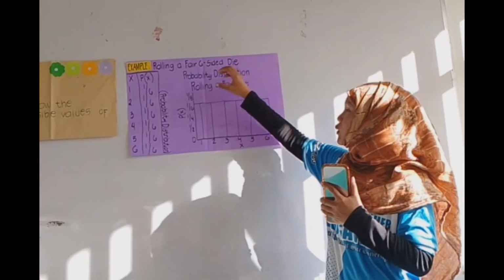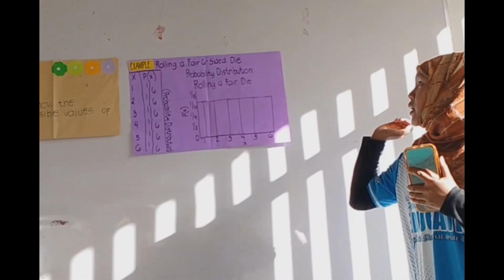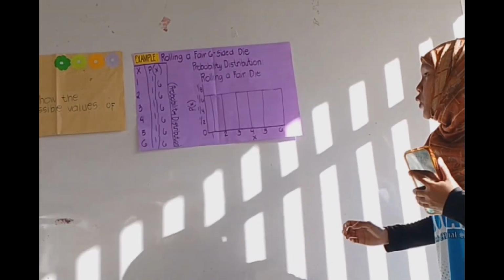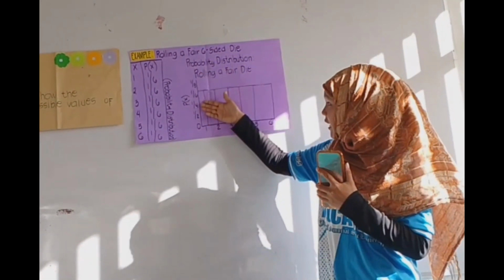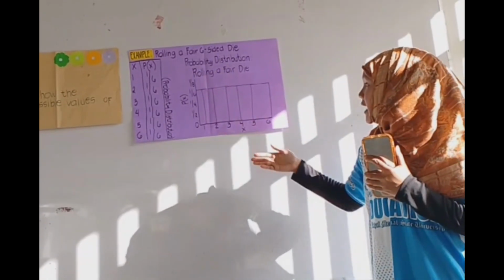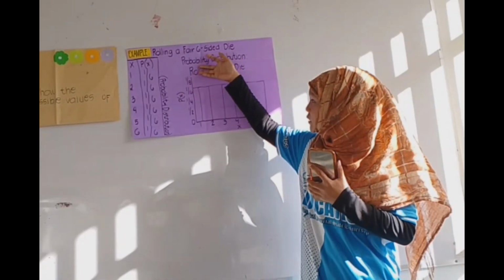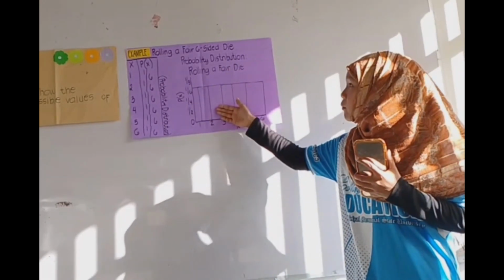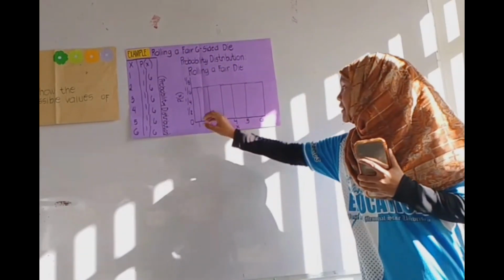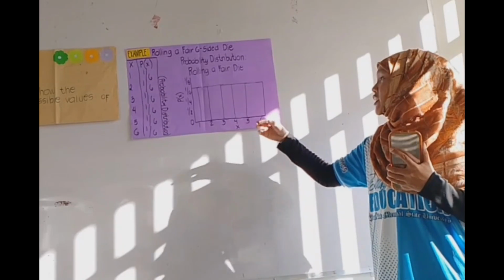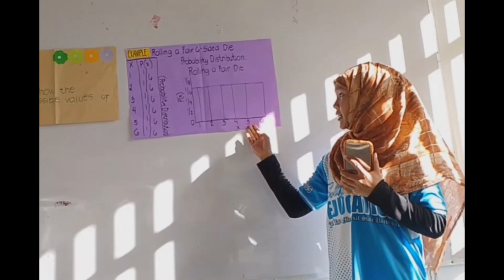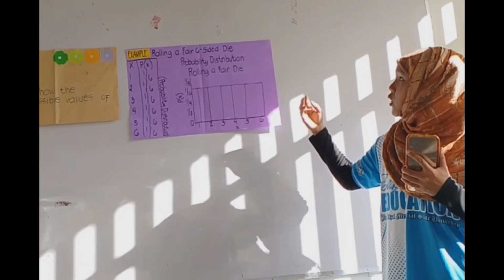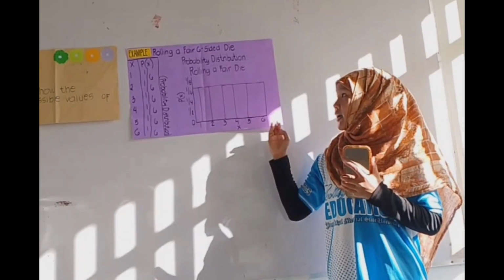So, our graph's title is the probability distribution of rolling a pair of dice. This vertical line, our y-axis, is the possible chance of the random variable x, and this horizontal line, our x-axis, is the possible outcome of rolling a pair of six-sided dice.